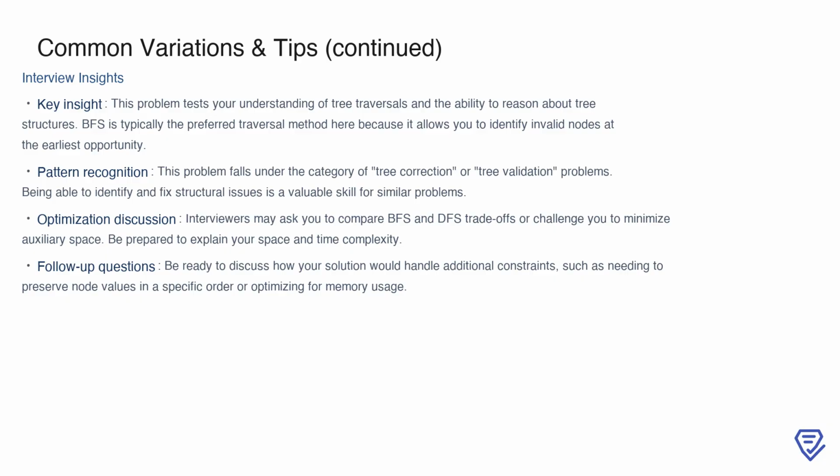During interviews, you might be asked to discuss the trade-offs between BFS and DFS, particularly in terms of space and time complexity. You should also be prepared to explain how your solution minimizes auxiliary space or handles edge cases efficiently. Interviewers may pose follow-up questions, such as how your approach would adapt to additional constraints. For example, they might ask how you would preserve node values in a specific order or optimize for memory usage, so it's important to think critically about how your algorithm can be extended.